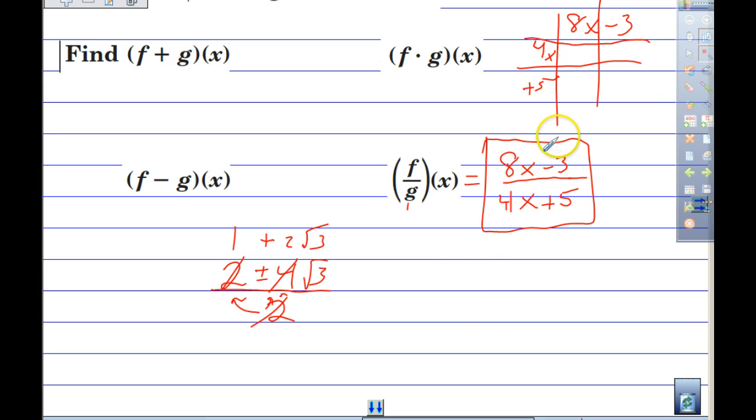And again, the second part, do you work with the top or the bottom? Bottom. And what do you set that to? Not 0. So this bottom can be anything, but it just can't be 0. So 4x plus 4x not equal to negative 5. Notice how we just do the same old steps. X is not equal to negative 5/4. Plug in negative 5/4, so you'll get 0 on the bottom, and the world ends.